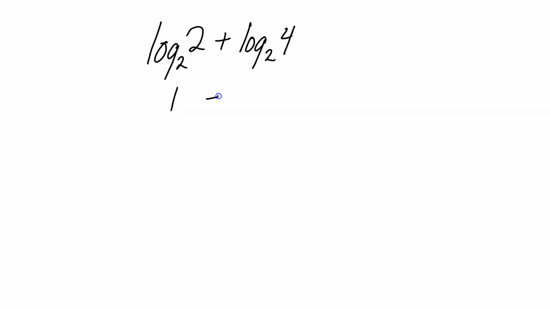Let's show you the product property for logarithms. So you know I love log base 2. So let's do log base 2 of 2 plus log base 2 of 4. Well, log base 2 of 2 is 1, because the exponent you would put on 2 to get 2 is 1. And log base 2 of 4 is 2. So we get 3.